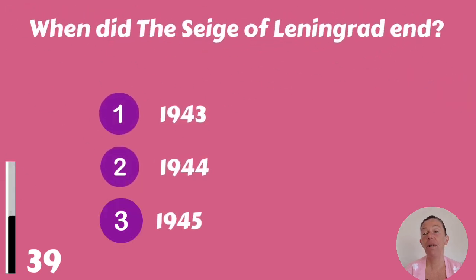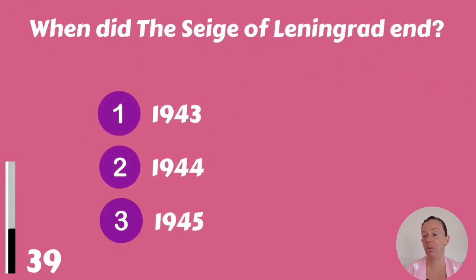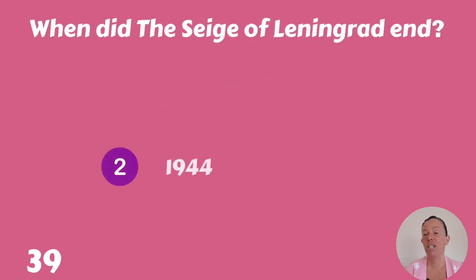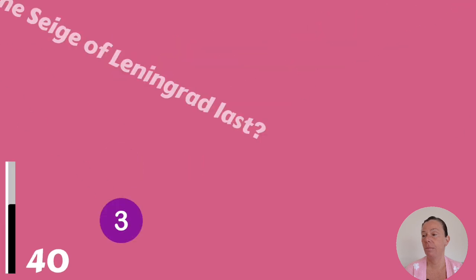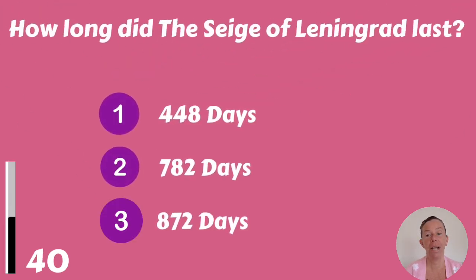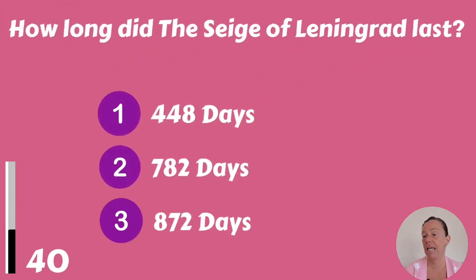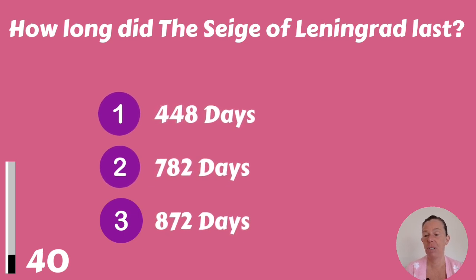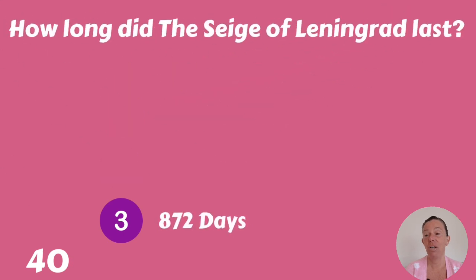When did the Siege of Leningrad end? 1943, 1944 or 1945? 1944. How long did the Siege of Leningrad last? 448 days, 782 days or 872 days? 872 days.